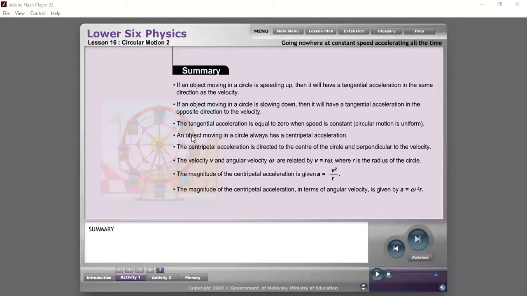Sorry, just now there's one statement I need to correct. When the speed of the circular motion increases, this means that the tangential acceleration is in the same direction, not the opposite direction.